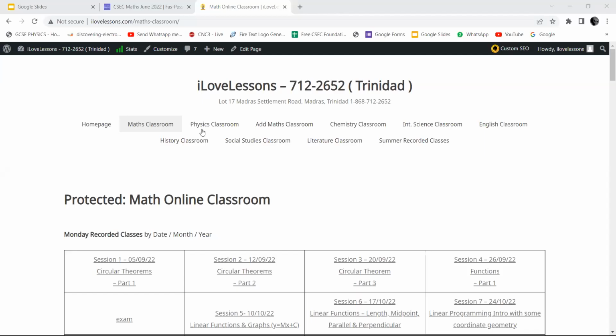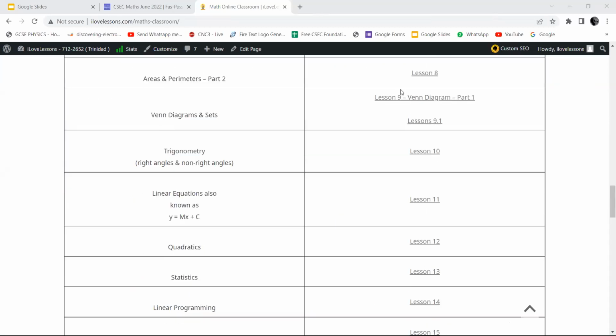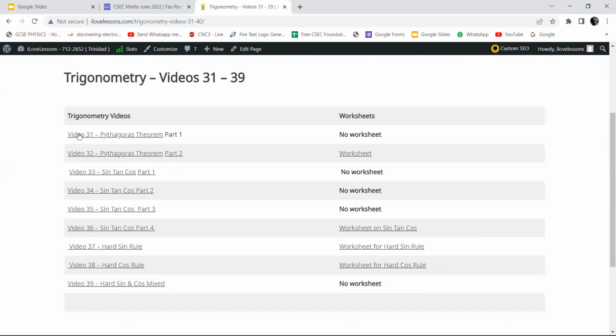All right. So the homework over the holidays is to make sure you understand trigonometry. You're going into the maths classroom, and when you scroll down, you're going to look for trigonometry. That is lesson 10 inside the maths classroom. When you click on lesson 10, it's quite a few videos, from 31 to 39. Please ensure that you have it by January, and we will be opening back on January the 9th.